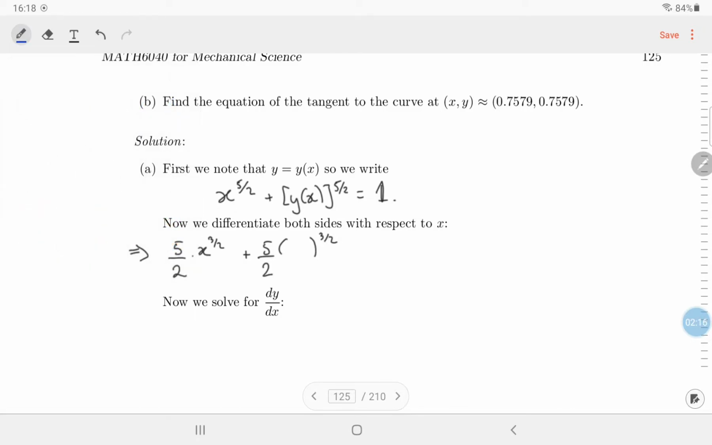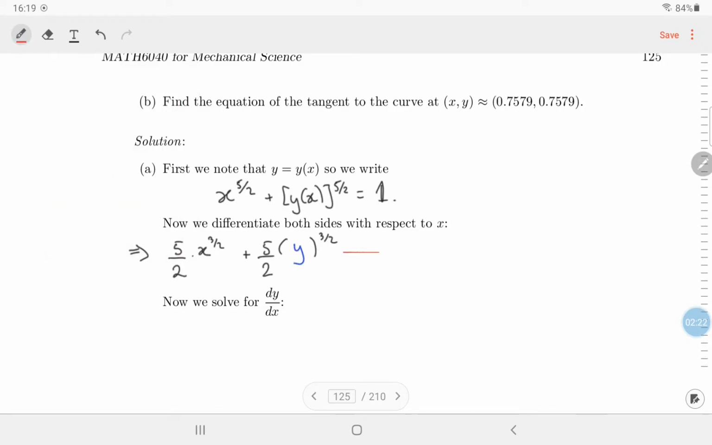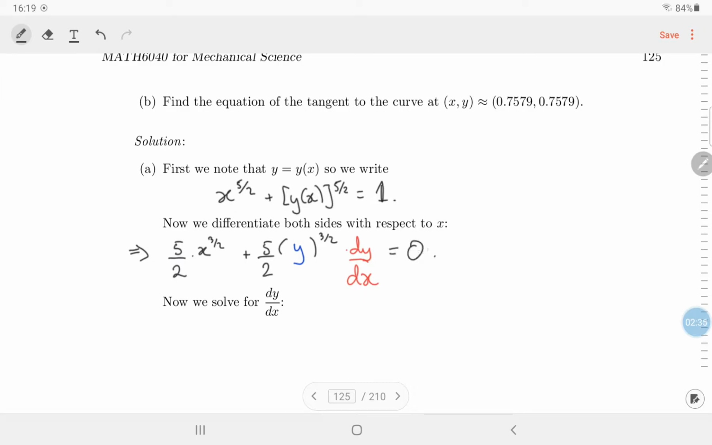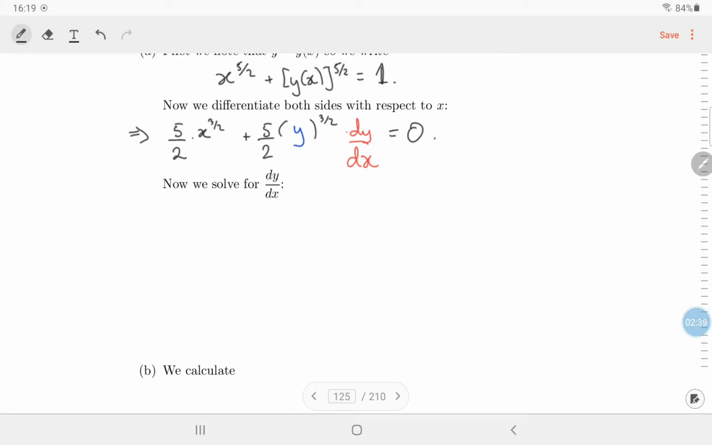The second part of the chain rule is you evaluate at the inside, and the final part is you multiply by the derivative of what's inside. Now we don't know what y of x is, so all we can say about the derivative is that it's dy/dx. This is equal to the derivative of 1, which is just 0. So we have an equation now in x, y, and dy/dx to solve.